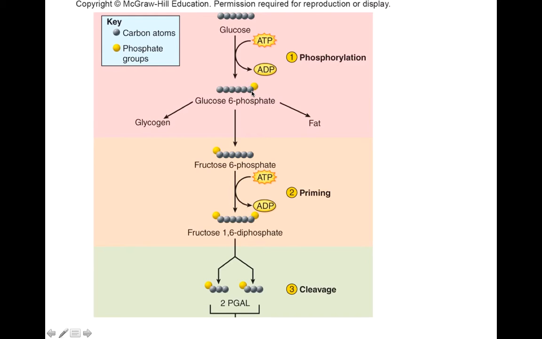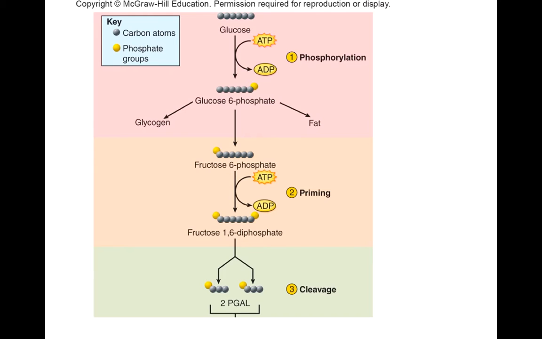Next step, you're going to rearrange this sugar a little bit, and then you are going to add another phosphate group. So here's your rearrangement of the sugar. Here is your second phosphate. And again, you're going to get that from ATP. So here's that second ATP that you need to input into glycolysis.